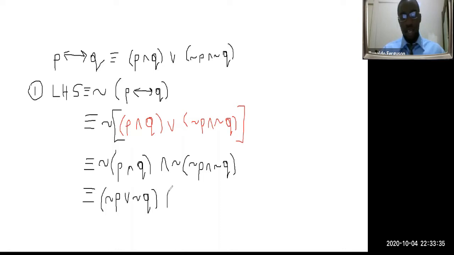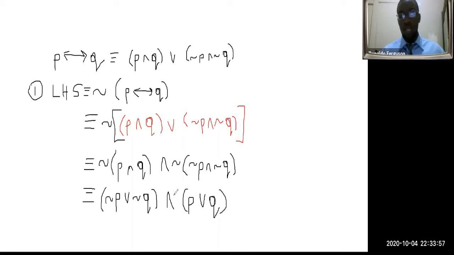Then write and the negation of the negation. Now we just learned that the negation of the negation, the complement law, states that this becomes P. Then the negation of and is or. Then the negation of the negation of Q is just Q.